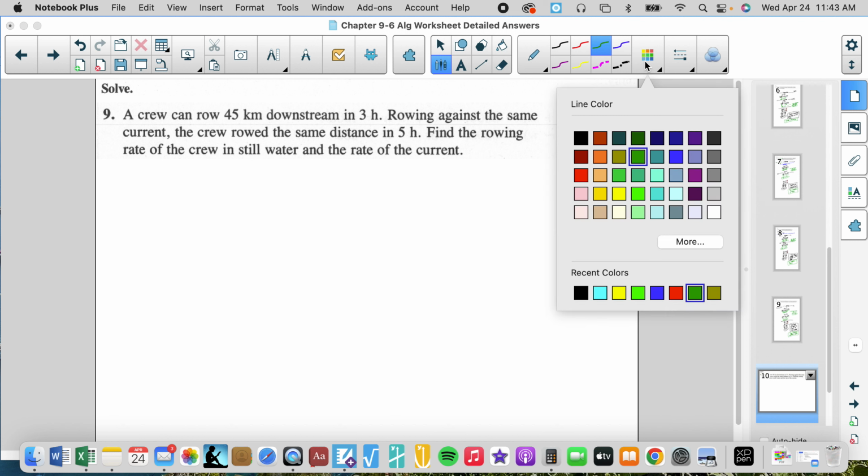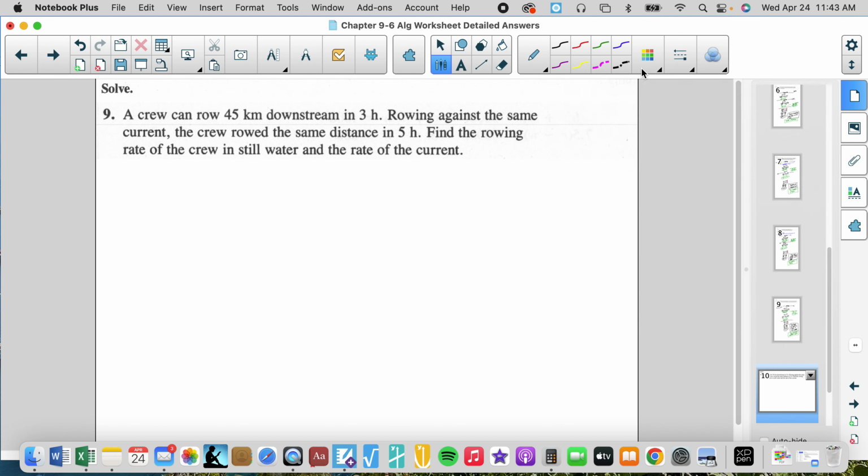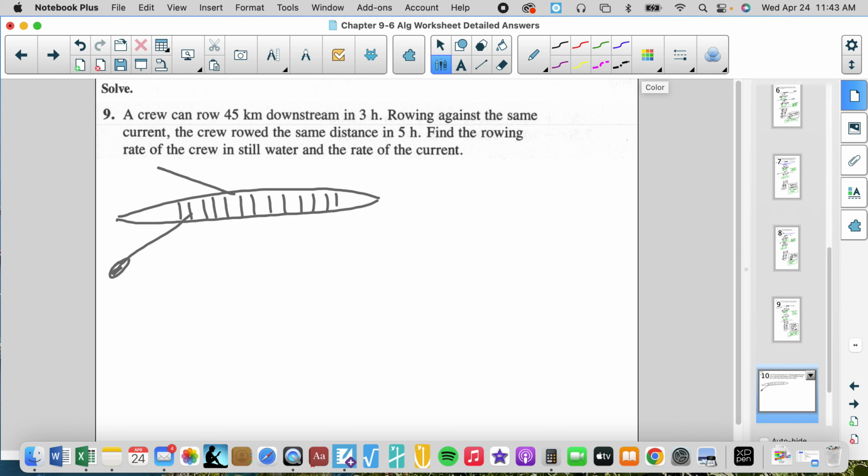Are we going to do a rowing shell? Boys in the boat. And then you've got big old long paddles, and we'll call this a five-person crew.